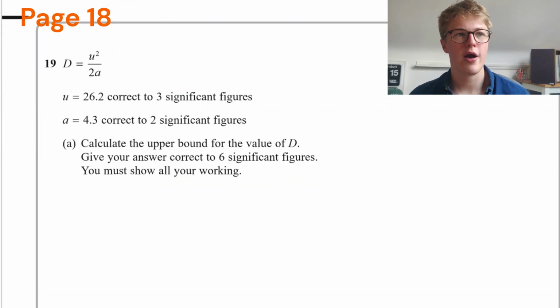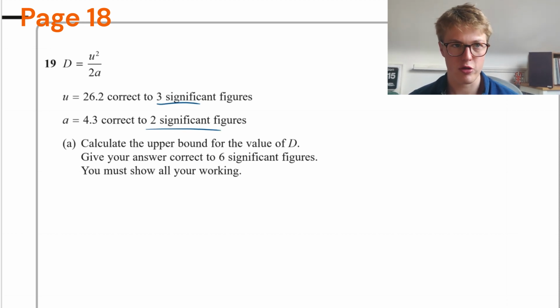D equals u squared over 2a. U equals 26.2, correct to 3 significant figures. A equals 4.3, correct to 2 significant figures. Calculate the upper bound for the value of D. Give your answer correct to 6 significant figures. You must show all your working.